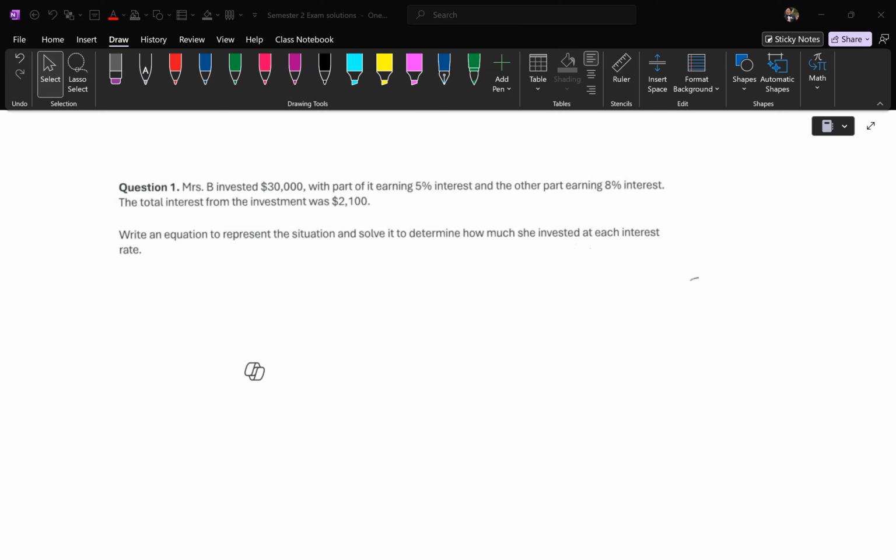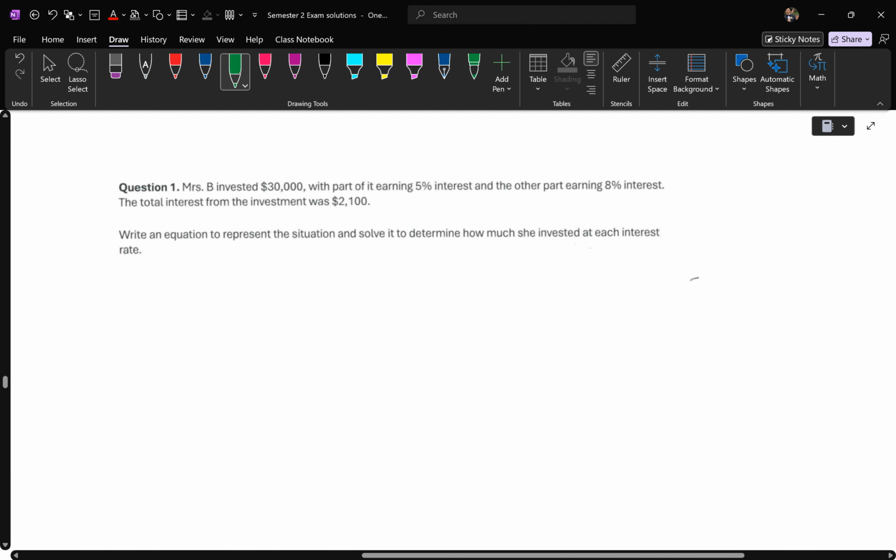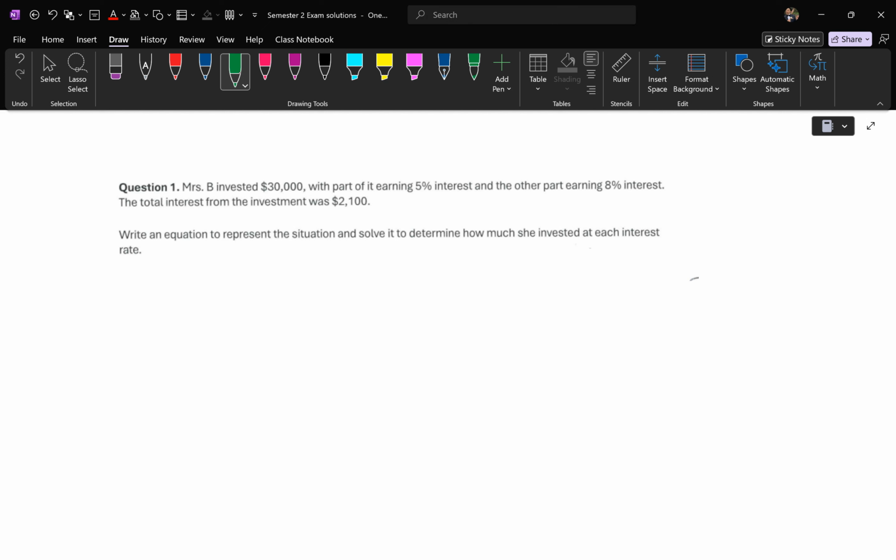All right, so this is the extended response section of the exam. Question one. This one's worded a bit tricky, but it is doable, or at least once you see it, it makes a lot more sense. Miss B invested $30,000, with part of it earning 5% interest and the other part earning 8% interest. That $30,000 is how much Miss B has, and in that $30,000, she has part of it at 5% interest, and the other part at 8% interest.